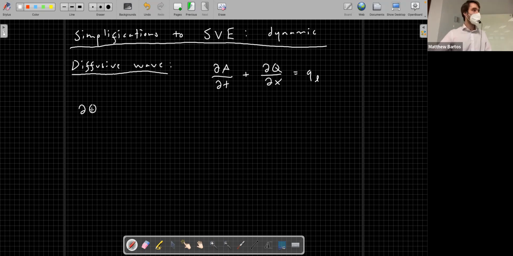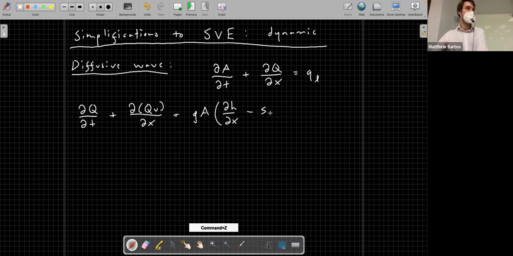And then we have our momentum equation, but we're going to simplify, sorry, this is dq by dt. We're going to simplify the momentum equation to make it a little bit easier to work with, okay? So our original momentum equation was dq by dt plus d(qu) by dx plus g times the cross-sectional area times quantity dh by dx minus the bottom slope plus the friction slope is equal to 0.